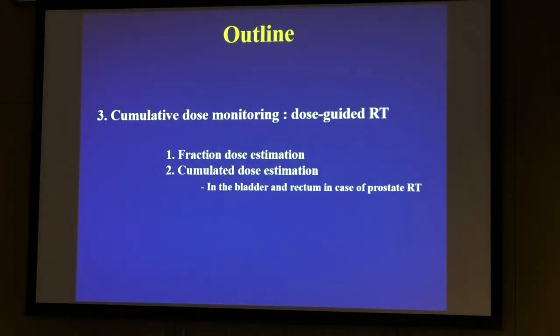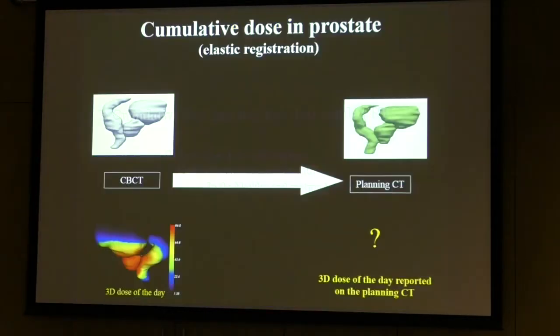So, how to cumulate the dose? In this example, first, again in the case of prostate, I know that you already know that. You have your CBCT with the anatomy of the CBCT, your planning CT, and the goal is to propagate the dose of the daily imaging to the planning CT.